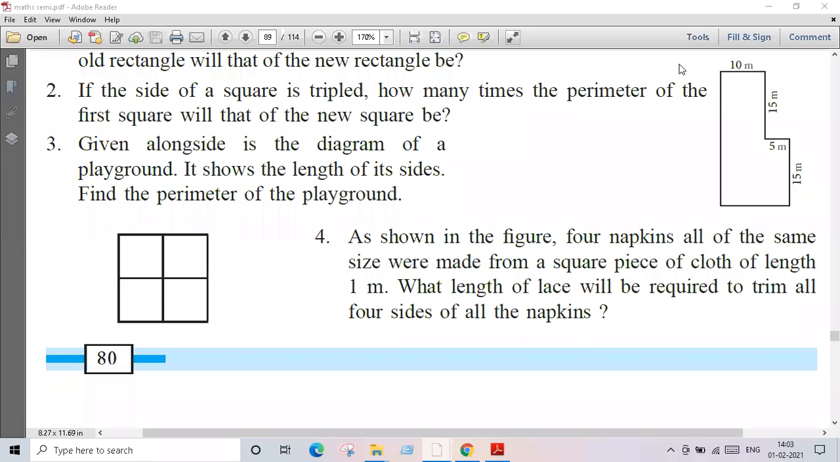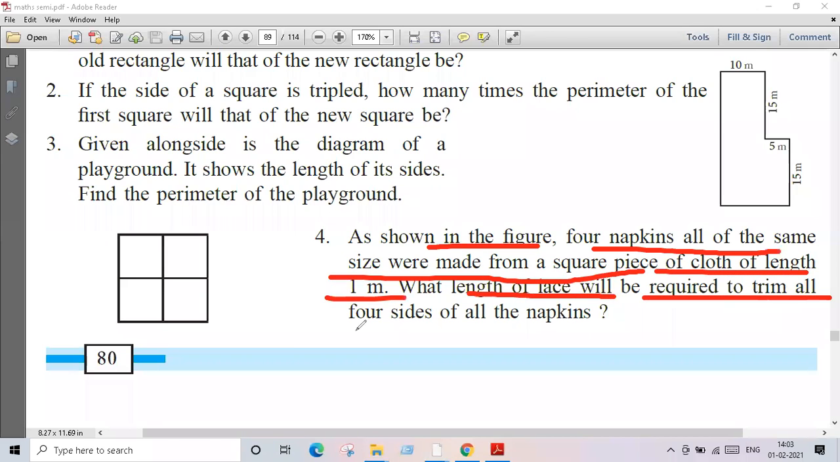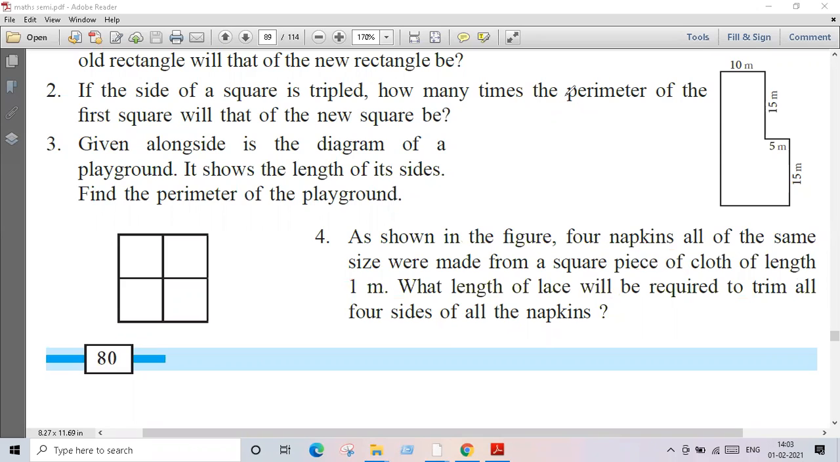Question number 4. As shown in the figure, 4 napkins of the same size were made from a square piece of cloth of length 1 meter. What length of lace will be required to trim all 4 sides of all the napkins? 1 meter आहे.